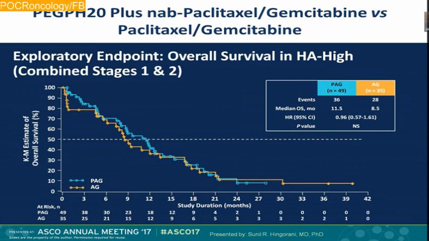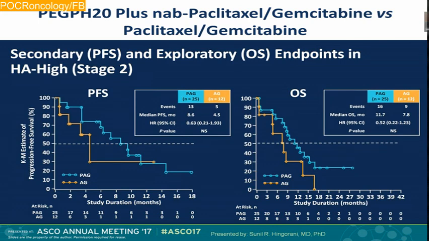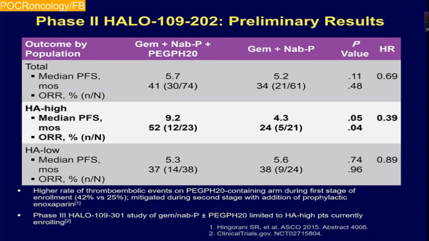There were exploratory endpoints looking at overall survival for patients who have high levels of hyaluronic acid, and they also demonstrated a borderline superiority. Side effects from these agents are actually not that notorious. It produces some muscle cramps. Patients complain about having muscle spasms. And remember, this has a tendency to produce venous thrombosis, so it has to be given with low molecular weight heparin. But overall, they are very similar to the side effects that you get from the chemotherapy. When you look at the exploratory overall survival, the progression-free survival and overall survival for the patients who have high levels, the results were positive, indicating that this agent is probably promising for pancreatic adenocarcinoma.